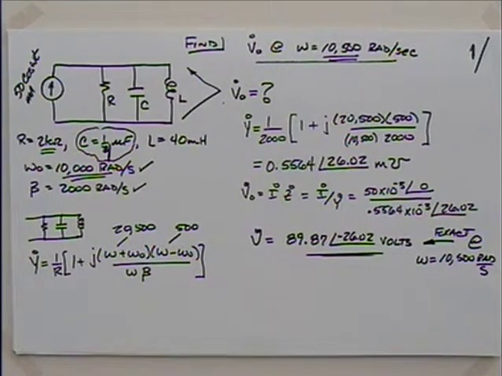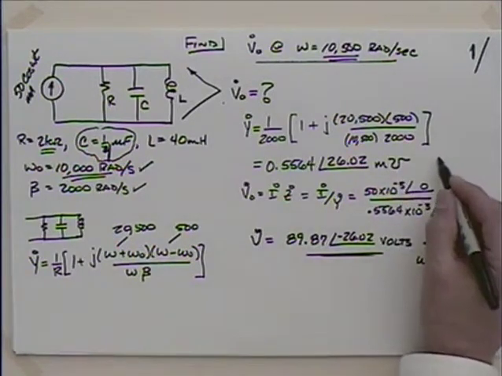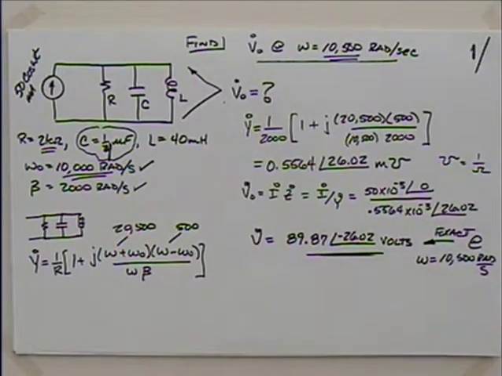Questions with that? What was the unit used for admittance? Yes, this is 1 over ohms, which is Siemens. Other questions?